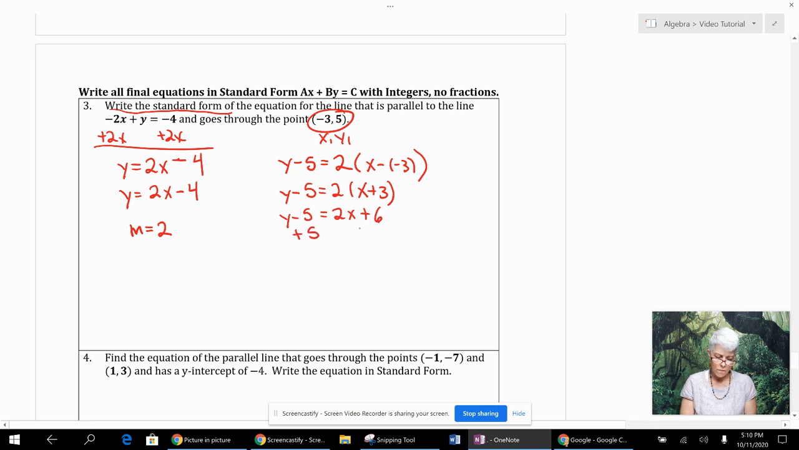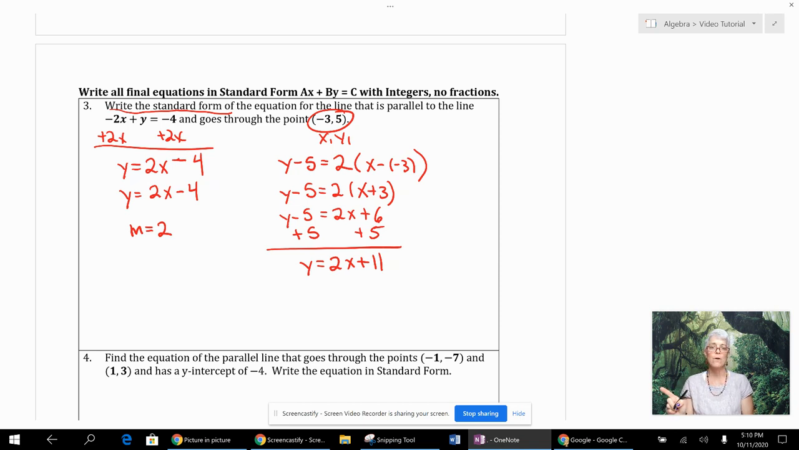Let's move that 5 over. Y equals 2x plus 11. Okay, so we have our slope and we have our y-intercept. We have our entire equation. So this is what we're looking for. But we're not done. I almost stopped. I almost made the mistake that I'm telling you guys not to make.